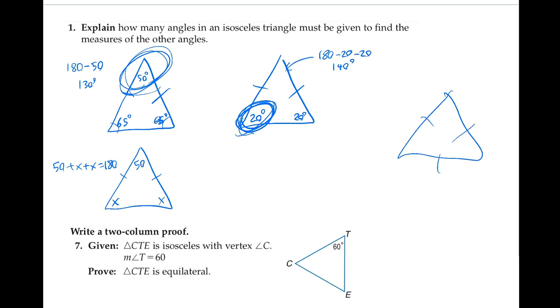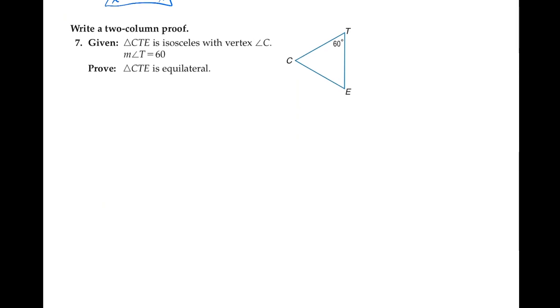What are the angles in an equilateral triangle? I paused for effect. It's always 60. So you don't need to be given any angles. You know they're 60 always. Anytime you find three congruent sides in a triangle, you always know their angles are 60. So for an equilateral, you need nothing. You know them all. For an isosceles triangle, you just need a single angle and you can solve for the rest. Okay, so write a two-column proof.